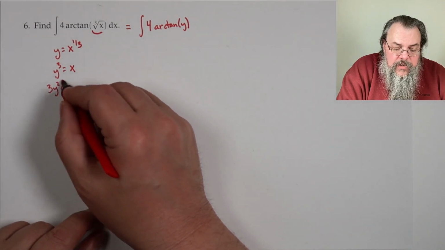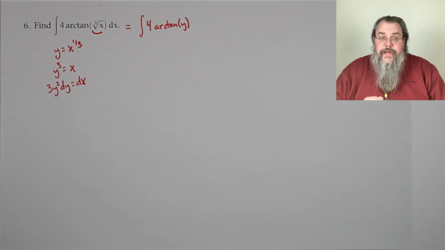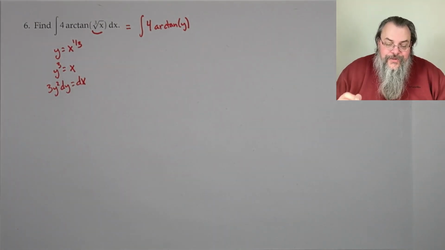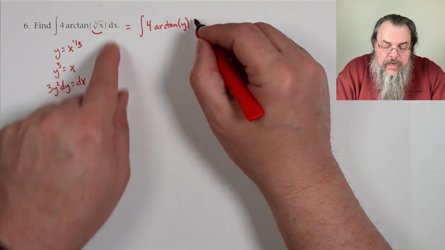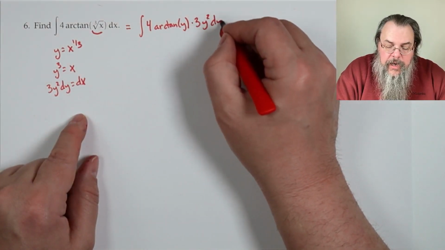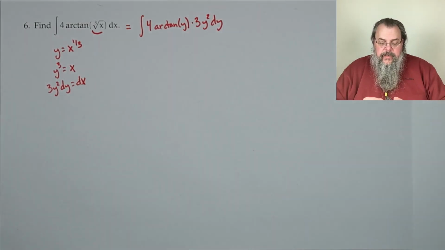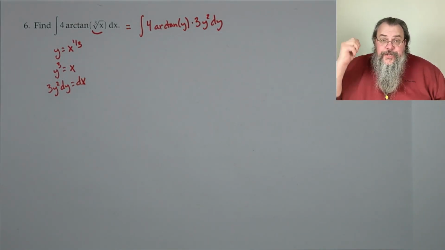3y squared dy equals dx. Yes? It's true. And so what would that become? The dx becomes 3y squared dy. All right. Good. Now, you might be saying, you cheated.